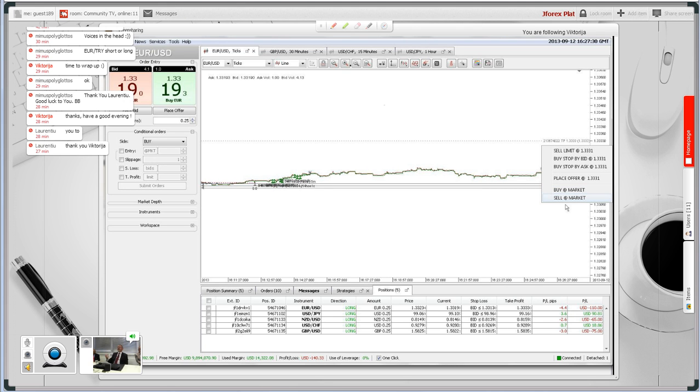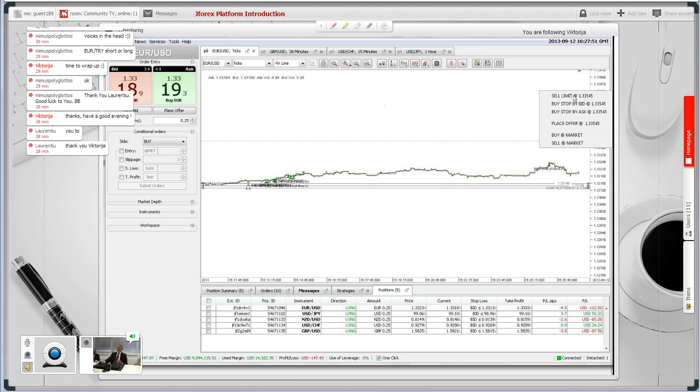The chart will detect automatically where you click and what would be the most logical type of trades you would be able to do. Use it as a reminder. Here you see I click at 133.31, and if I click here, I click at 133.54. The chart follows you. The chart knows where you clicked. It helps you. Use it.